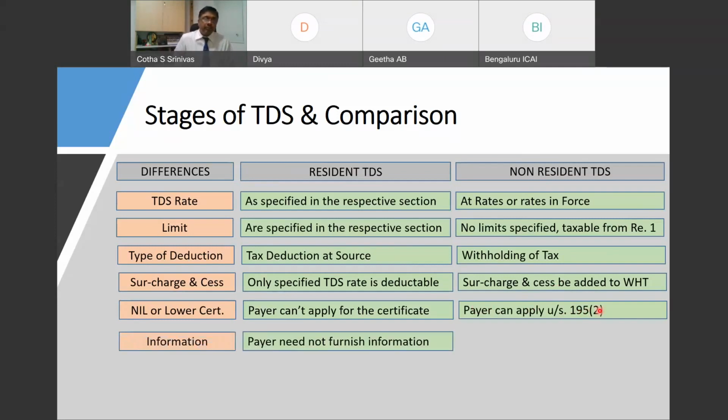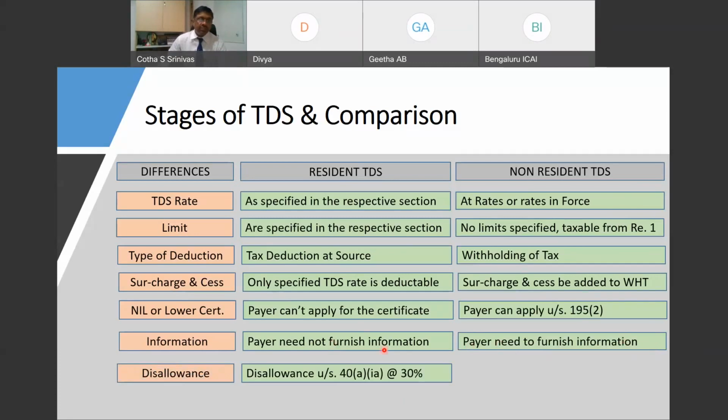Information. Payer need not furnish any information. With respect to resident TDS, if he follows those stages, that is deduction, payment, returns and certificate, then he need not furnish any other information. But when it comes to non-resident, along with what he is supposed to do, the 4 stages, he has to furnish certain information in Form 15CA and Form 15CB, wherever it is applicable.